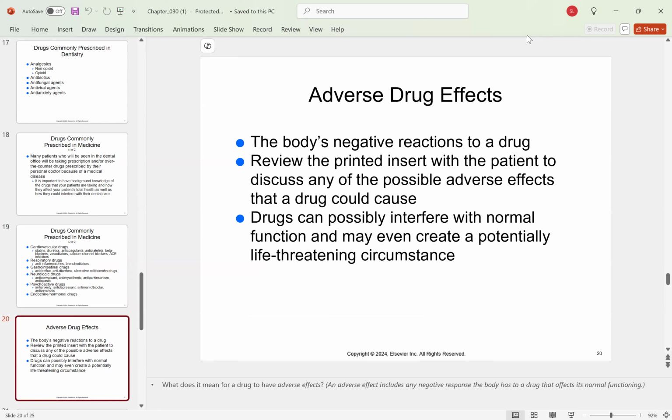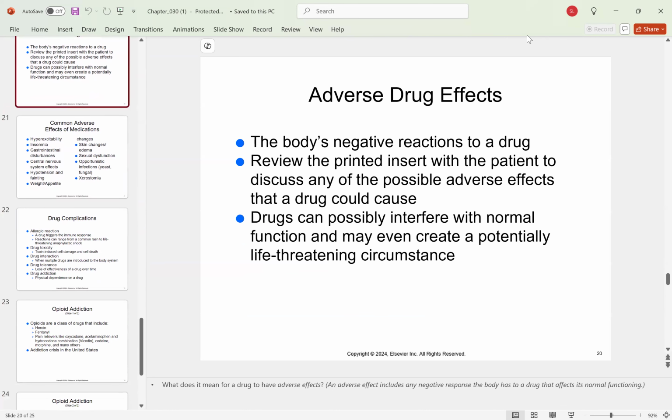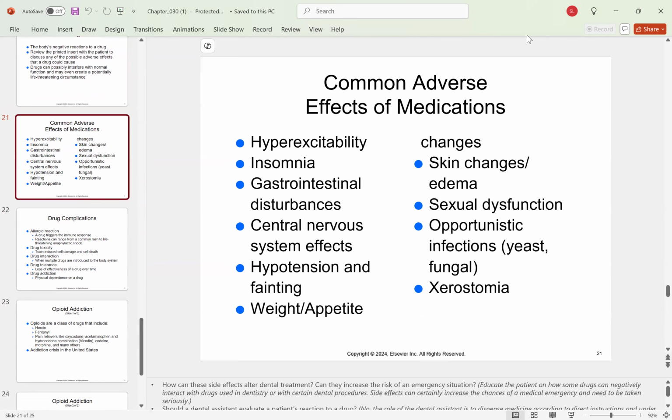Adverse drug reactions. This is the body's negative reaction to a drug. We're going to review the printed insert with the patient to discuss any possible adverse effects that a drug could cause. Drugs can possibly interfere with normal function and may even create a potentially life-threatening circumstance. Common adverse effects of medications include hyperexcitability, insomnia, gastrointestinal effects, central nervous system effects, hypotension, fainting, weight and appetite changes, skin changes, sexual dysfunction, opportunistic infections, and xerostomia.